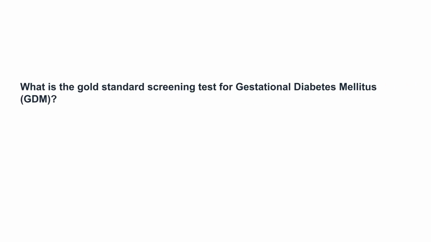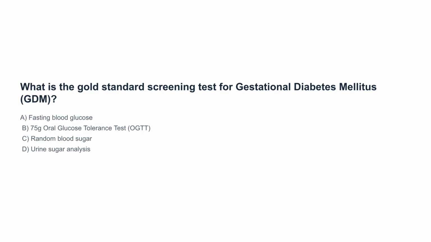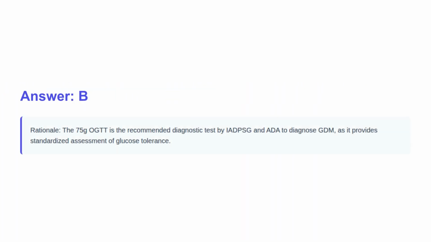What is the gold standard screening test for gestational diabetes mellitus, GDM? Options include fasting blood glucose, 75 grams oral glucose tolerance test, OGTT, random blood sugar, and urine sugar analysis. The correct answer is B. The 75 grams OGTT is the recommended diagnostic test by IADPSG and ADA to diagnose GDM, as it provides a standardized assessment of glucose tolerance.